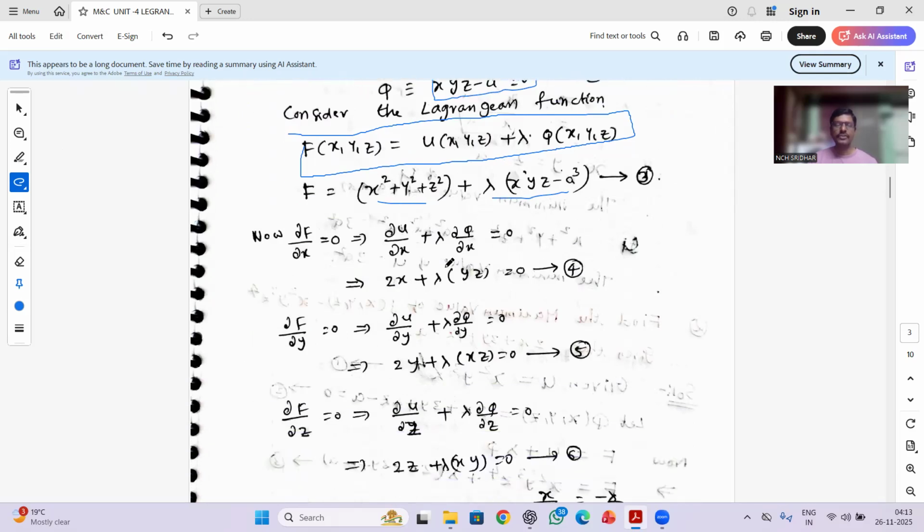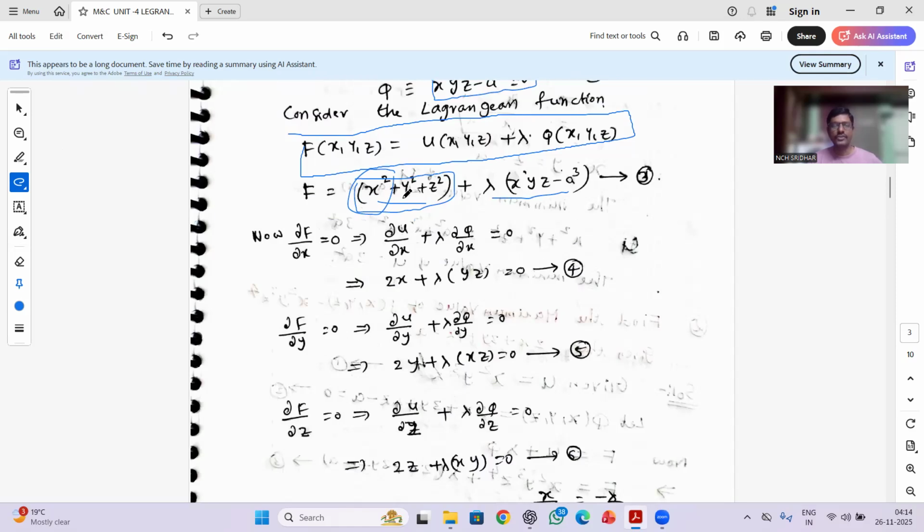Now we need to differentiate with respect to x. So dou F by dou x is dou u by dou x plus lambda into dou pi by dou x. We are doing partial differentiation with respect to x. What is the partial differentiation of x square plus y square plus z square with respect to x? We need to differentiate the x terms only, and the remaining terms are treated as constants.